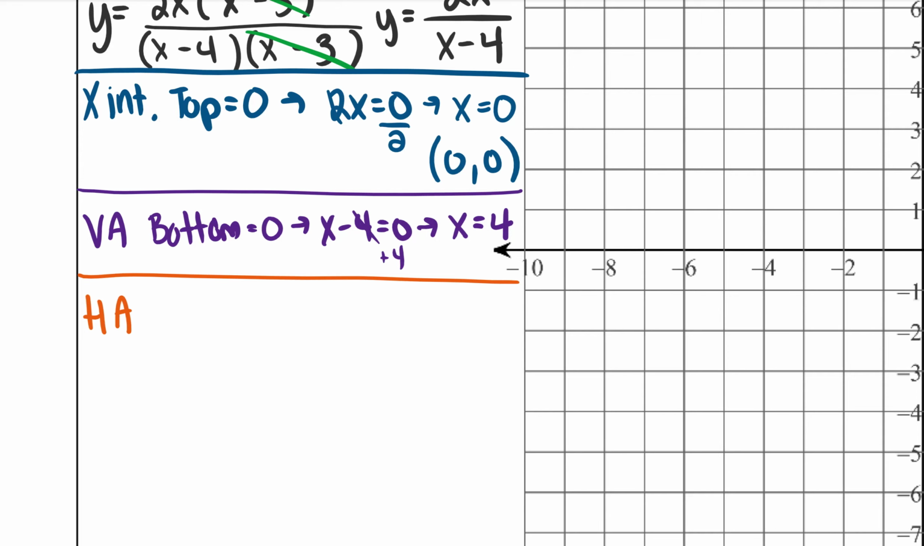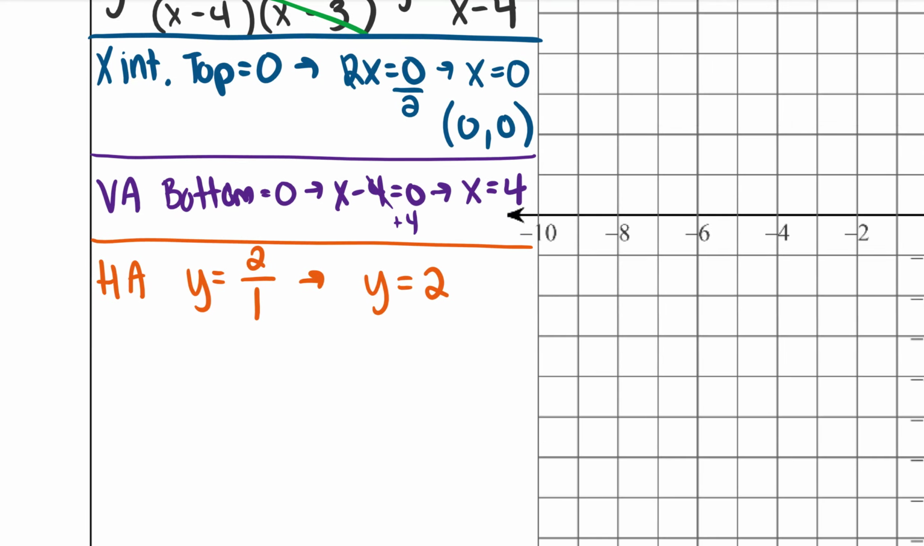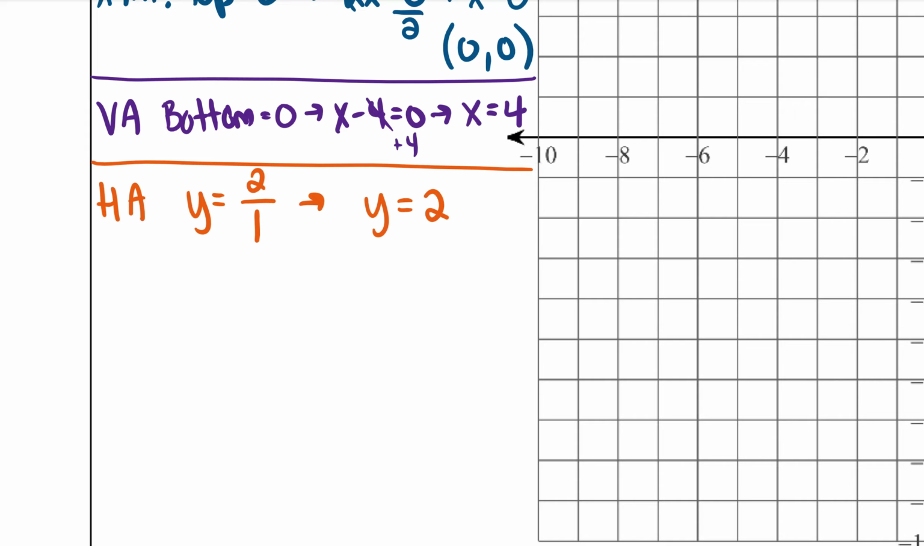and I'm going to do the first number on top divided by the first number on bottom. So my first number on top is a 2. So I have y equals the first number on top divided by the first number on bottom. Remember, if there's not a number, if it's just x, it's actually 1. Okay? So 2 over 1. If I reduce that, which I can, 2 divided by 1 is simply 2. And that would be my horizontal asymptote.